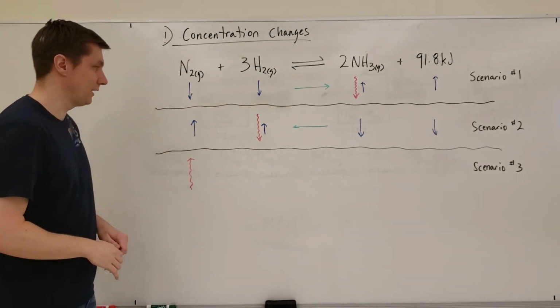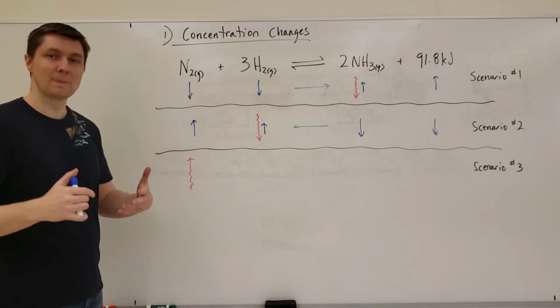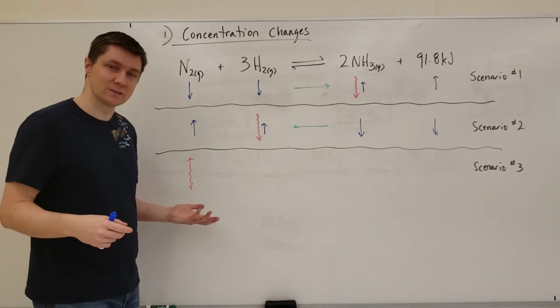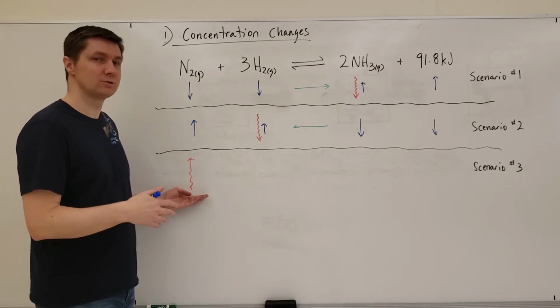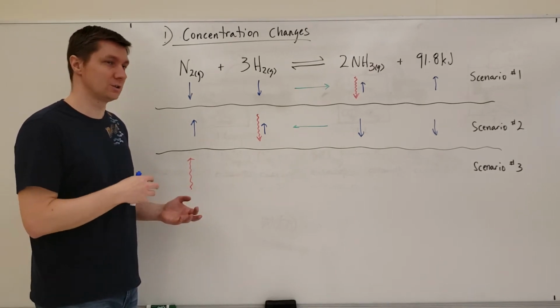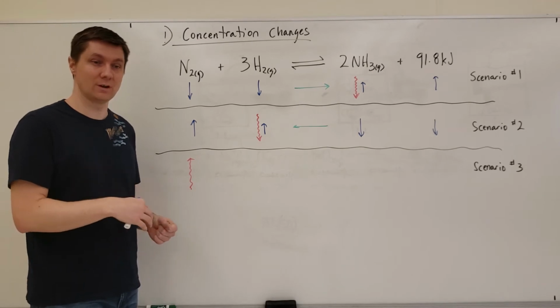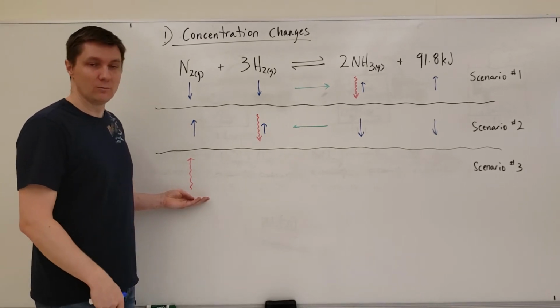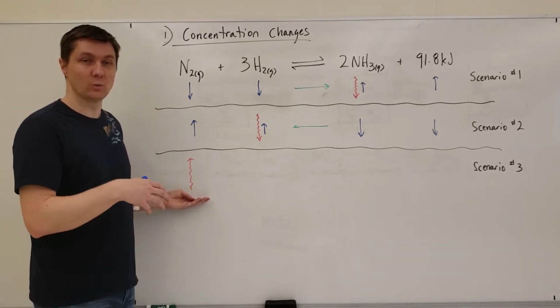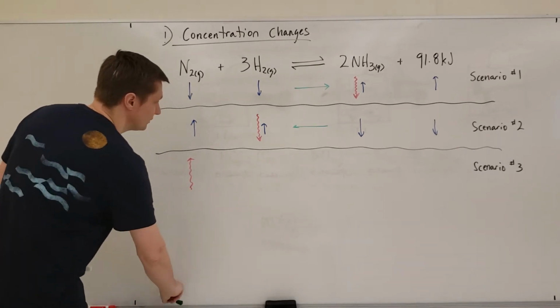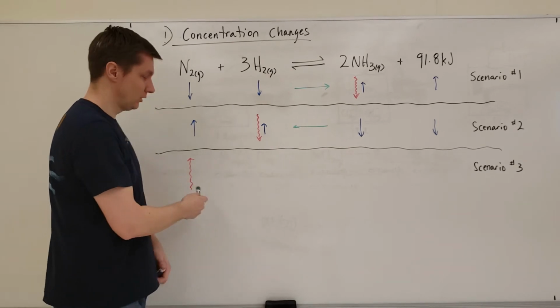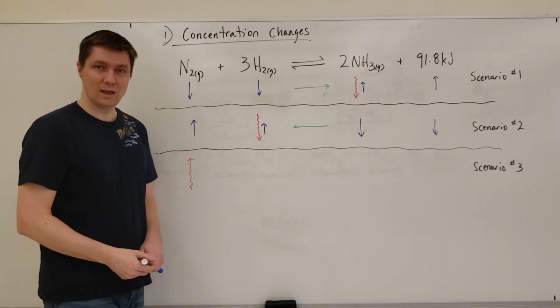If you take a look at scenario number 3, again, same thing. This is the stress that's being placed on the system. We are adding some nitrogen to the system. So what is the reaction going to want to do? Well, it's going to want to relieve the stress that was placed on it. So if we add more concentration, then the reaction is going to want to take it away or use it up. And so how is this reaction going to shift in order to use up some N2?